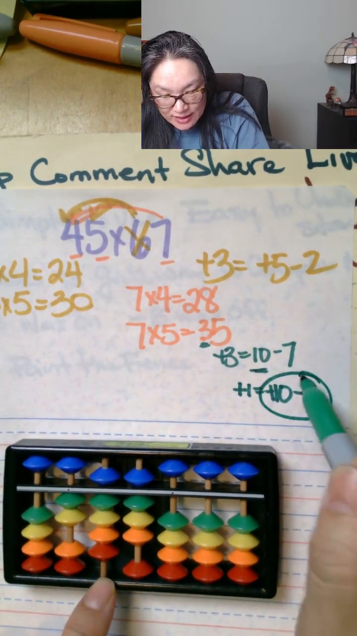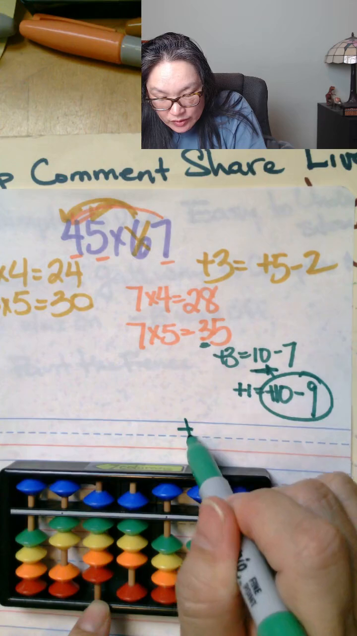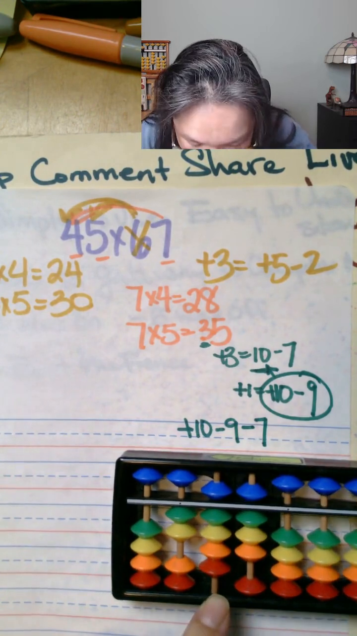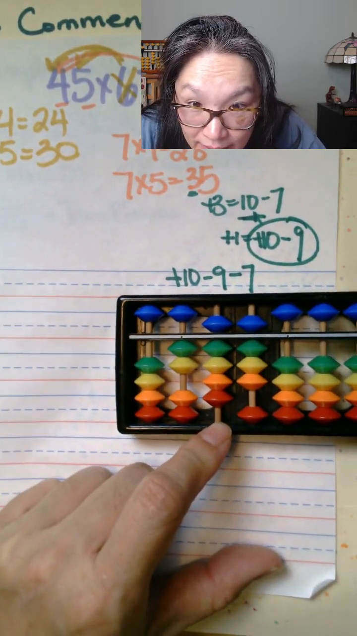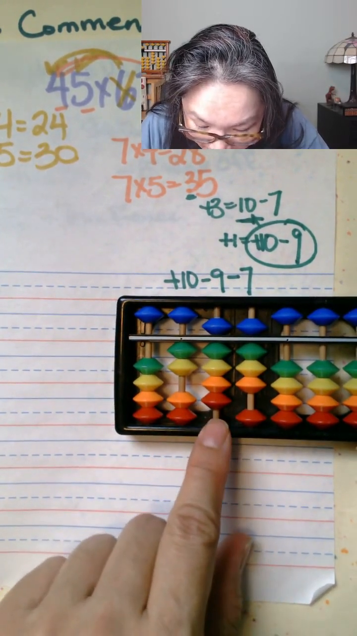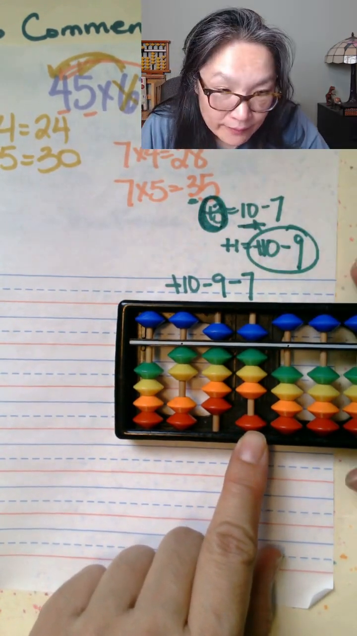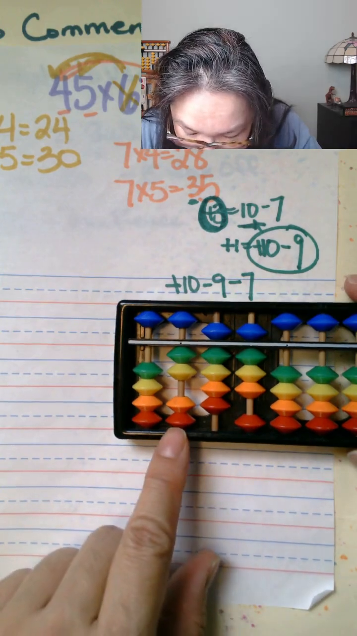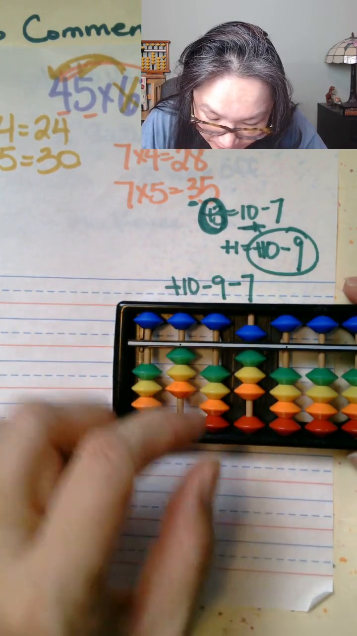So I'm going to substitute this into here. Let me rewrite the whole thing. So what we're going to do is plus the 10 minus the 9 minus the 7. If I line it up like that, what am I going to do? I'm going to plus the 10, minus the 9, minus the 7. This is all because I need to plus the 3. That is the only reason why. So I'm going to plus the 10, minus the 9, and minus the 7.